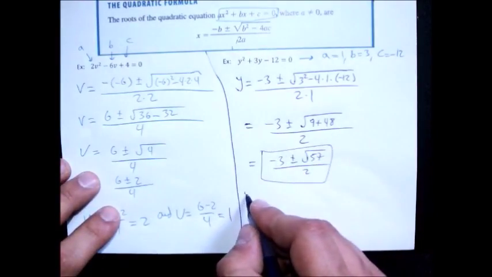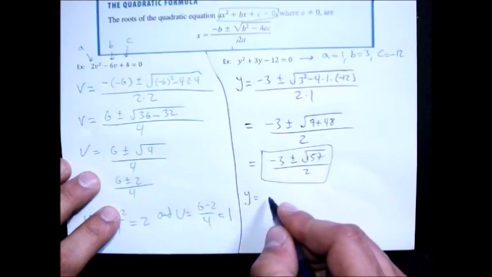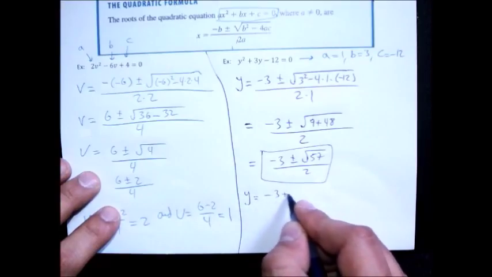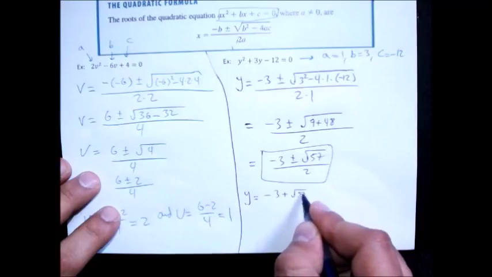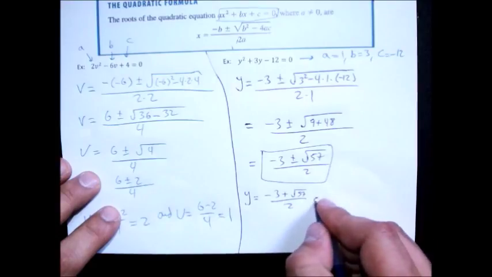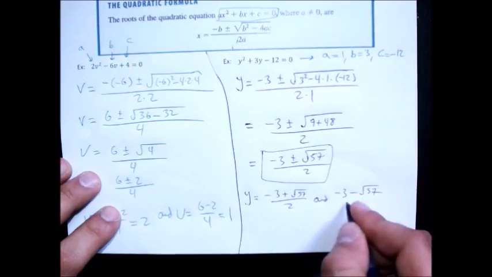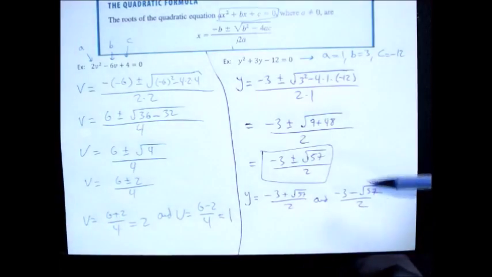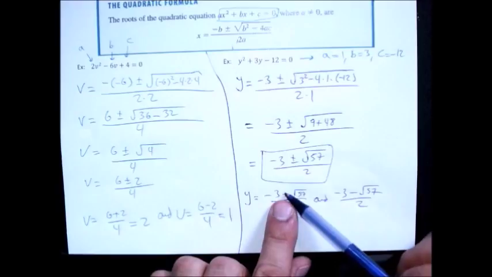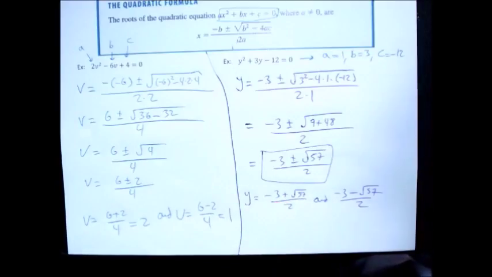You could also write y equals minus 3 plus square root of 57 over 2, and minus 3 minus square root of 57 over 2. So that's another way to show that you get two answers, right? I wrote one with the plus sign and one with the minus sign.